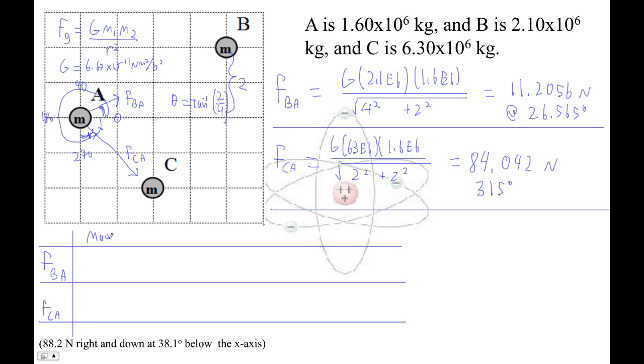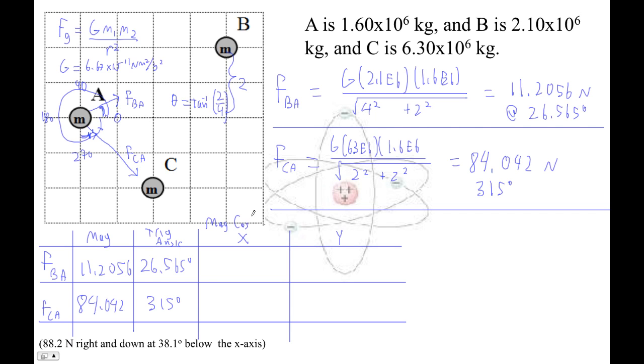Let's go magnitude. FBA is 11.2056 at 26.565 degrees. And FCA is 84.042 at 315 degrees. These are our trig angles. And then X and then Y. Remember, to get x, you're just going to go magnitude, cos, trig angle. For the y, you're going to go magnitude, sine, trig angle. Okay, so let's bust those out.